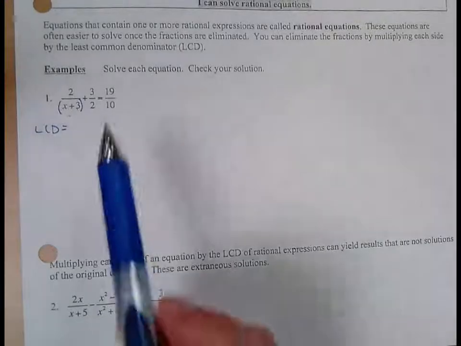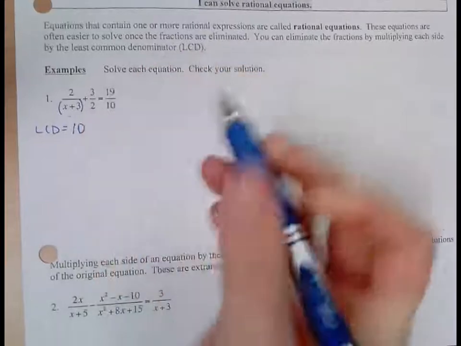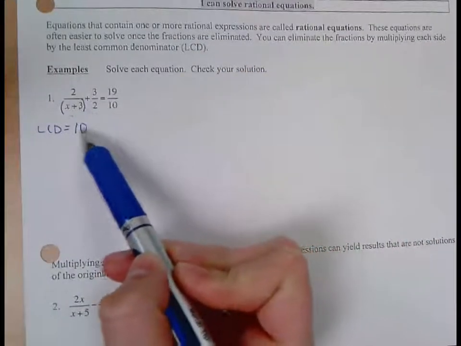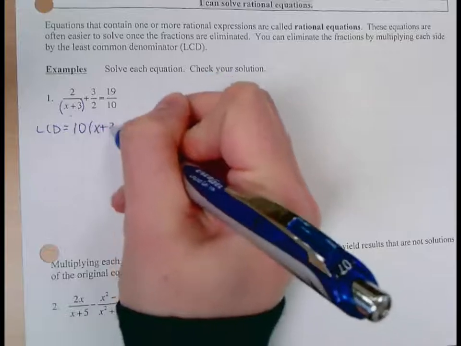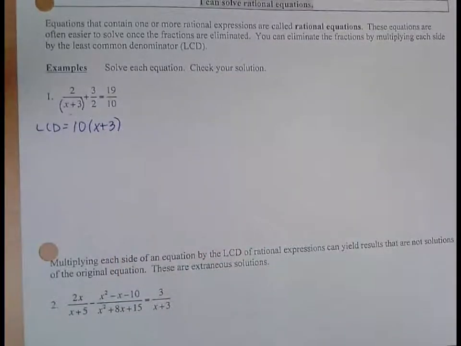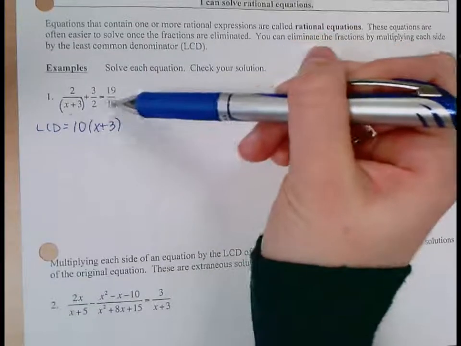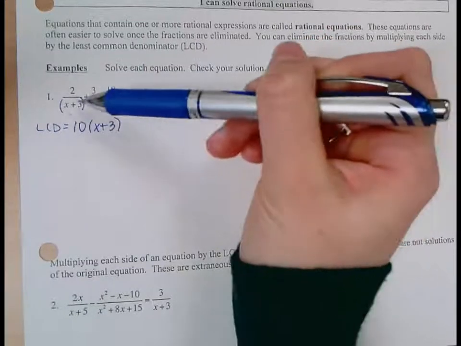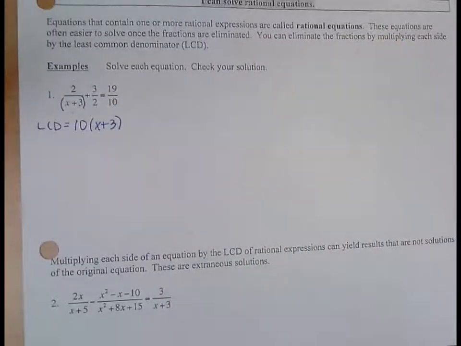10, so the 2 and the 10, the least common multiple would be 10. And then what else needs to be included? The x plus 3. Okay, so the 10, because again of the 2 and the 10 here, this 3 is part of this quantity, and that's all part of your least common denominator. So 10 times the quantity x plus 3 is your least common denominator.